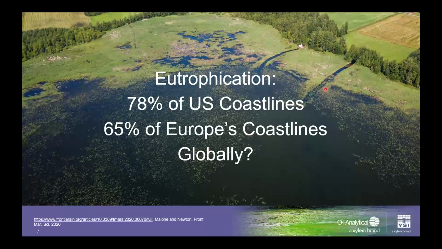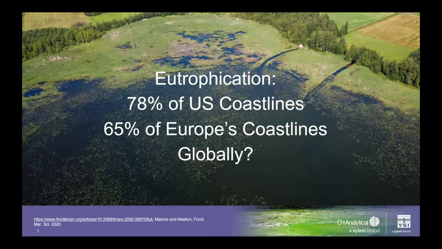We have good estimates that in the United States, for example, 78% of our U.S. coastlines are affected now by this nutrient runoff, which we collectively call eutrophication. In Europe, they know that 65% of their coastlines are estimated. We're pretty confident, as I'm sure you are, that that's a problem globally, but we really don't have complete enough data to say what those percentages are.